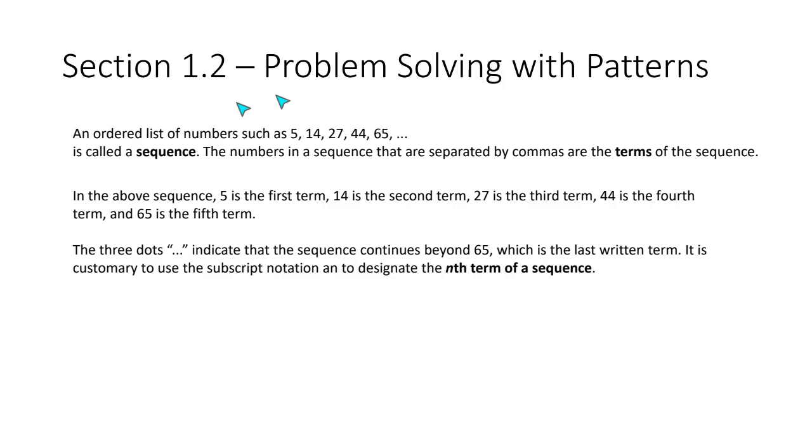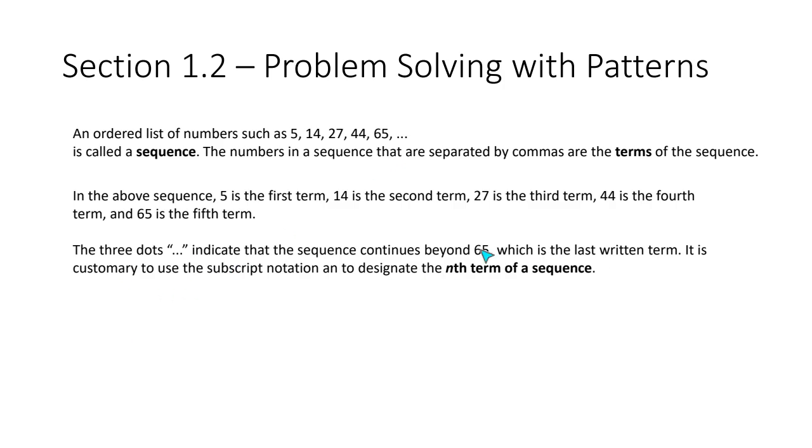Section 1.2, problem solving with patterns. So we're going to look at these sequences a little bit in more detail. It says an ordered list of numbers like this one, 5, 14, 27, and so on, is called a sequence. The numbers in the sequence are separated by commas, and each of these numbers we call a term. If you notice here, it has 3 dots. The 3 dots means that it's going to go on forever, and we call it an ellipsis.